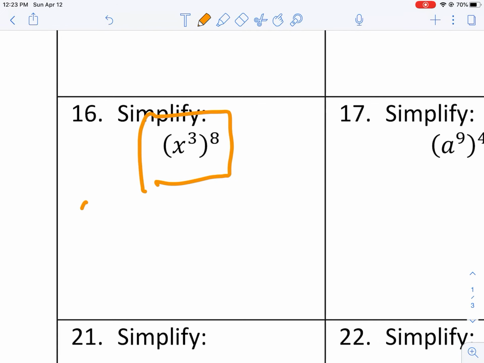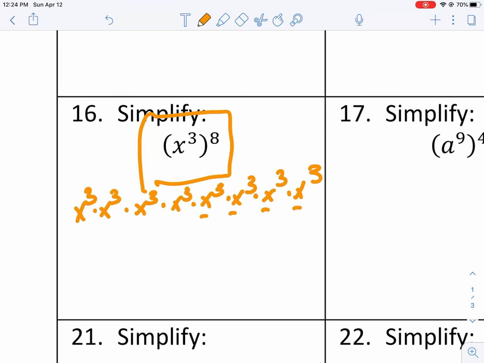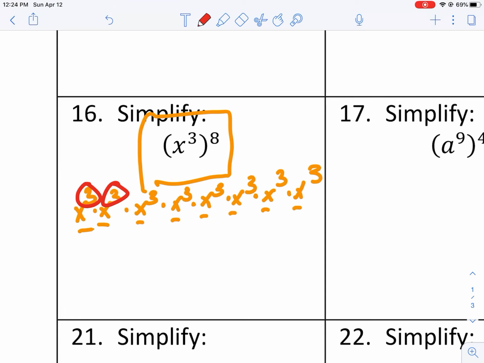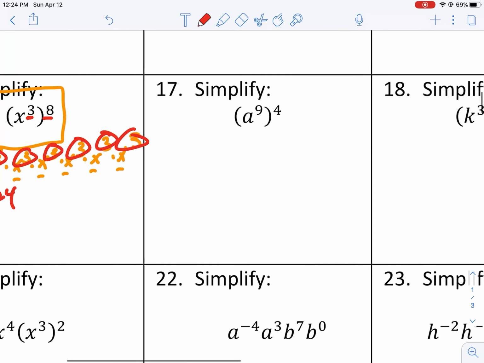But here, it's not x to the third times x to the 8th. It's x to the third raised to the 8th. It really means you have x to the third times x to the third, and so on, 1, 2, 3, 4, 5, 6, 7, 8 of them. So now we can add all the 3's: 3, 6, 9, 12, 15, 18, 21, 24. X to the 24th power, or 3 times 8 is 24.